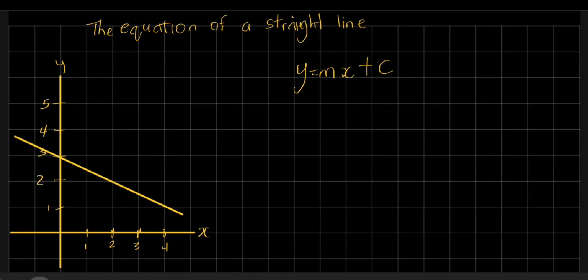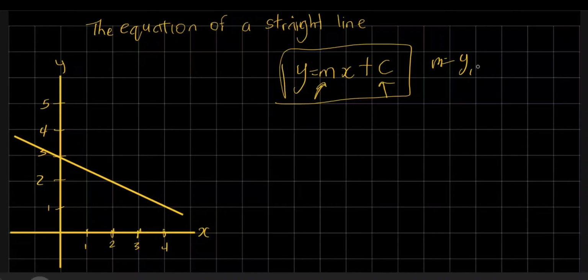So to represent this line in the general form, we need two things. We need the gradient and we need the y-intercept. Now, to find the gradient, as we learned in the previous video, it's the change in y over the change in x. So gradient is equal to y1 minus y2 all over x1 minus x2.